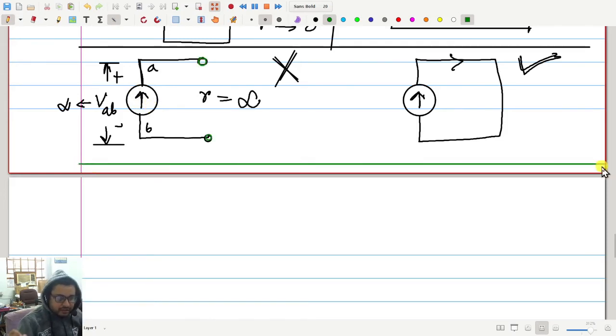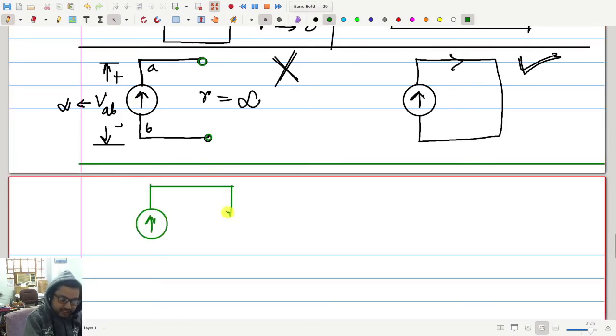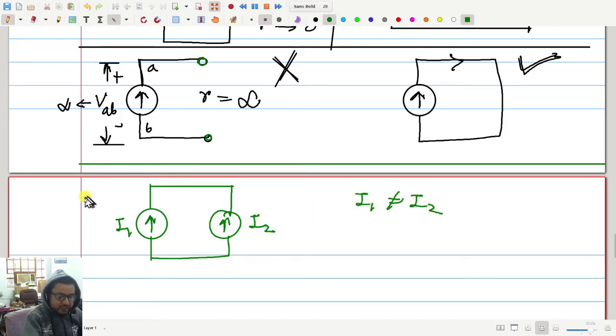Sir, one last question. What if we join two constant current sources together? Again, that is not allowed if they are of different values. If you connect two current sources like this, suppose this is I1, this is I2, and if I1 and I2 are not equal, then again this is a dangerous or bad circuit.